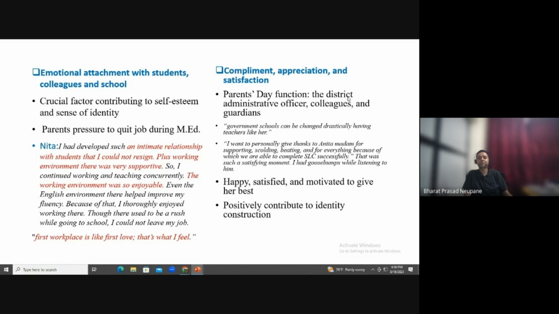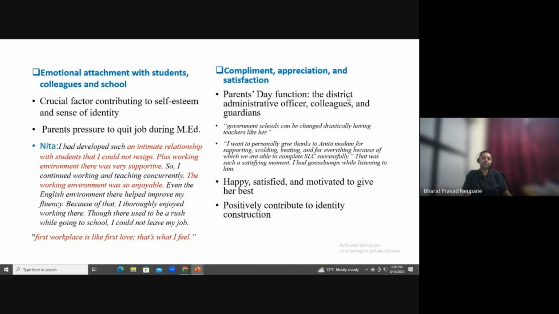Not only this, the compliment, appreciation, and satisfaction also positively contribute to the identity construction of English language teachers. So Nita shared that at one of the Parents Day functions, she contributed as MC of that particular program, and there were participants from the district administrative office, colleagues, and guardians, and she received appreciation from these people.